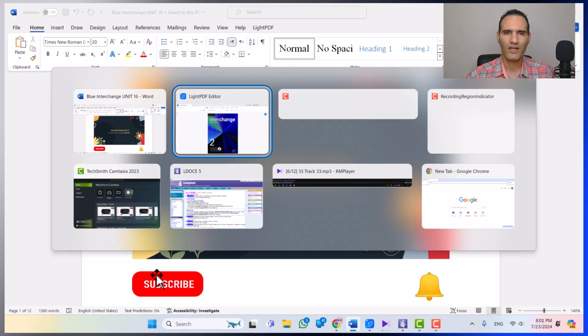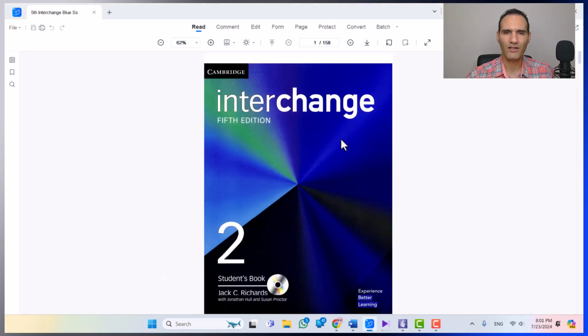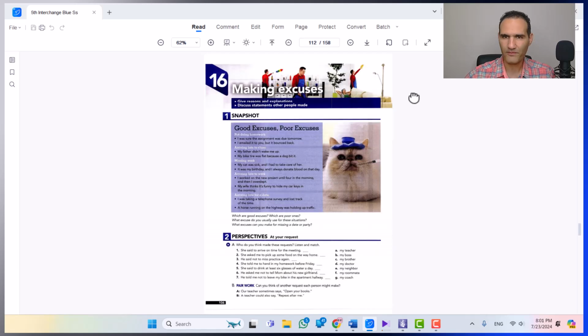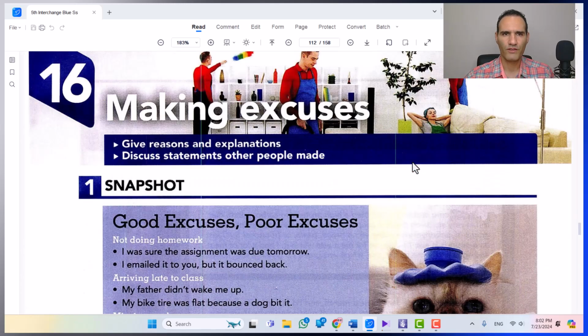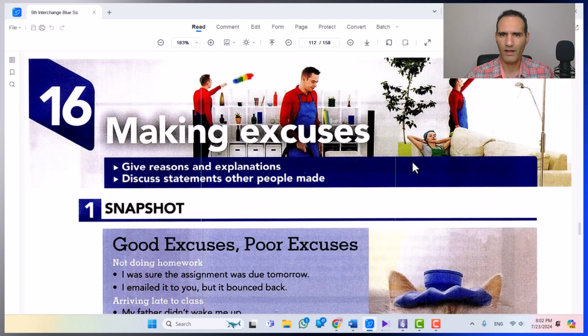Thank you. Today I am with you with another unit of Interchange, the blue one, and that is the final unit. 15 units we have covered so far. This is unit 16. So we're going to finish the book today, unit 16 of the book, and that is about excuses. Making excuses. A very beautiful book for developing your speaking at intermediate or pre-intermediate level.